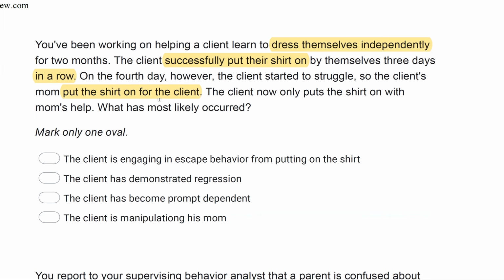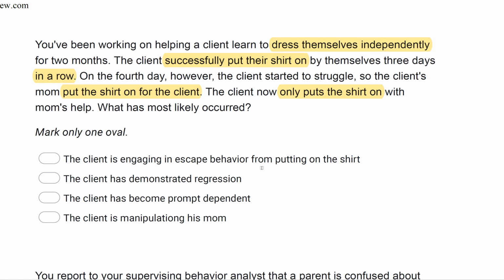A, the client is engaging in escape behavior from putting on the shirt. Well, no, the client is still putting the shirt on, right? They're still going through the process. They're not trying to escape completely from putting the shirt on. That's not the issue. B, the client has demonstrated regression. Regression isn't measurable. It's not observable. We're not going to describe a lack of skill, or lack of desired response, as regression. It's mentalistic. We're just not going to use that word to describe what happened because we need to find a more objective and measurable reason for why it happened.